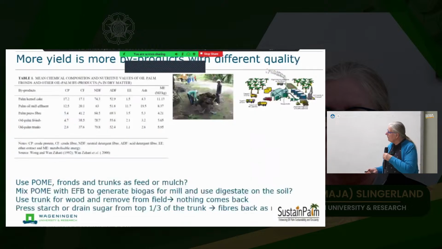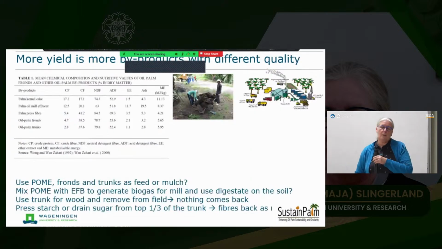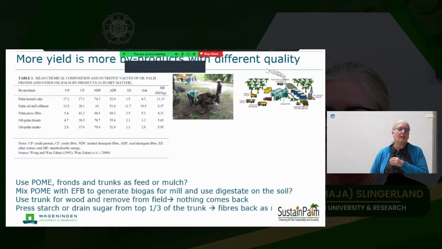So my colleague, he is a bio-based economist, and he says we can use everything. So I looked in literature and I saw here that, okay, many of the residues we can use for feed. So the fronds you can use for feed, the kernel cake you can use for feed. So that adds value, and that also means you don't have to produce the feed somewhere else. So again, you save land and greenhouse gases.